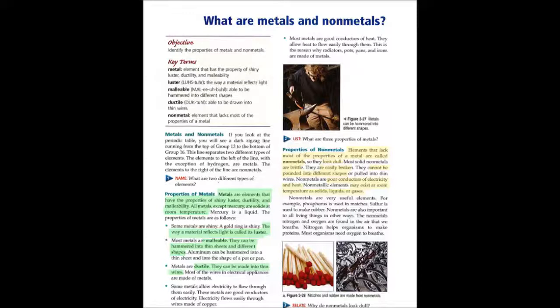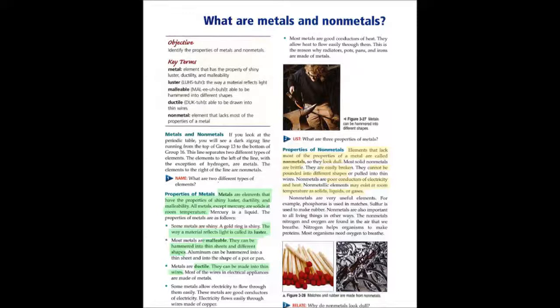Most metals are good conductors of heat. They allow heat to flow easily through them. This is the reason why radiators, pots, pans, and irons are made of metal. What are three properties of metals?